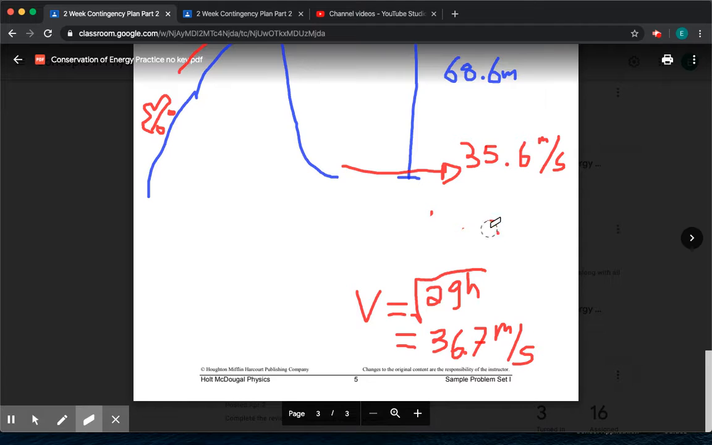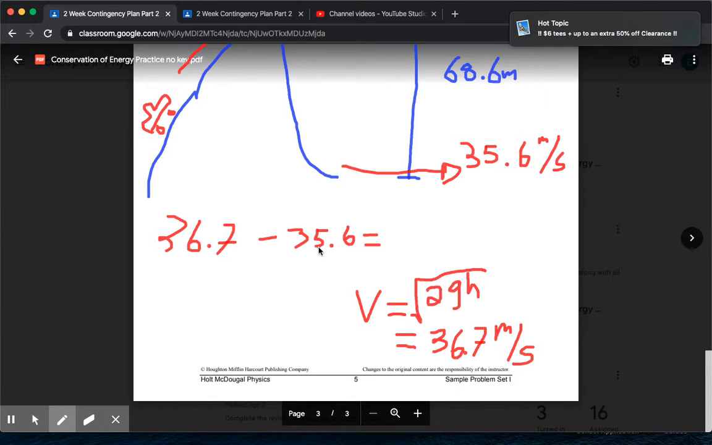Now to find that final percentage, basically you can just look at what fraction did we lose. So what's the difference? This is what you would have without friction. We lost, let's see, how much of it did we lose? So you would do 36.7 minus 35.6. That's equal to, there should be 1 point or 0.9, is it? What happened to my pencil? Okay. So we lost 1.1.